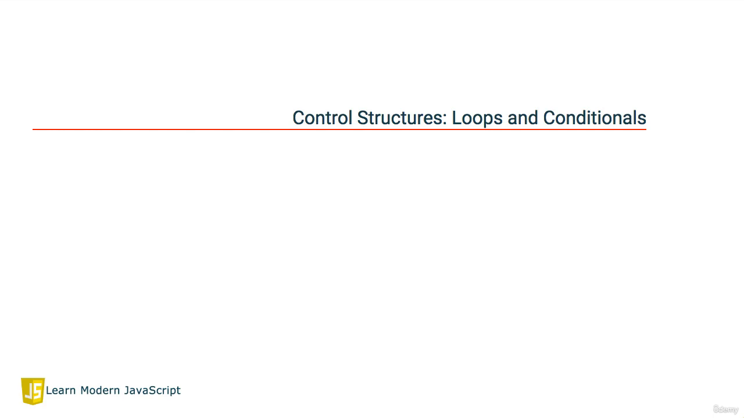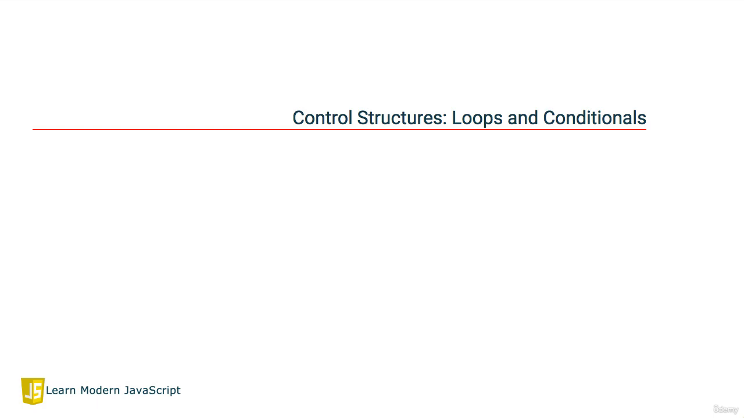In this section of the course, we're going to be talking about control structures, specifically loops and conditionals. Now, when you're writing code, there are times when you need to make decisions. If some variable is equal to something or greater than something, you need to execute some code. Otherwise, you do not execute that code. That's a conditional. A conditional simply determines whether some code is executed or not.